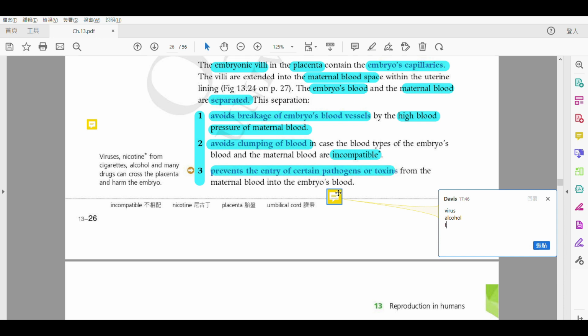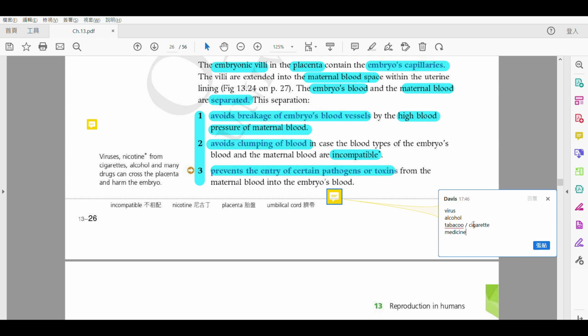Virus, alcohol, tobacco, or you can say cigarettes, and medicine. These four things, especially the last three: alcohol is 酒精, tobacco or cigarettes is 香煙, and medicine means 藥物. These three things are taken up by the mother's body, so try to avoid them. Another thing is that this is inside the mother's body, and she may not be able to control it. Virus is 病毒.